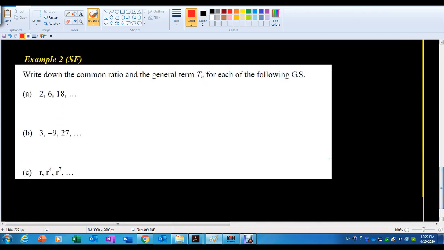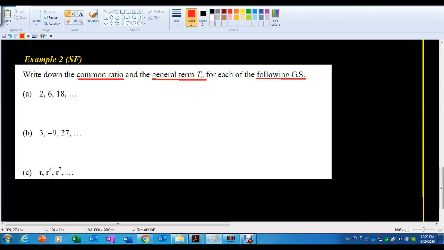Okay, so for example 2, you don't need to identify whether it's a geometric sequence because it's given as a geometric sequence. You don't need to prove that it is geometric, right? But you need to write down the common ratio and the general term. So there are 2 tasks for each one.